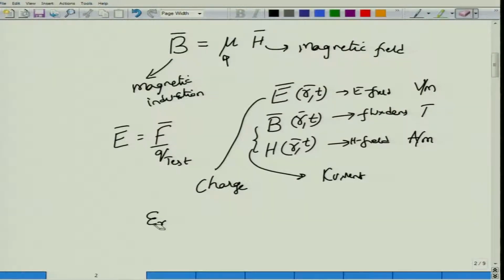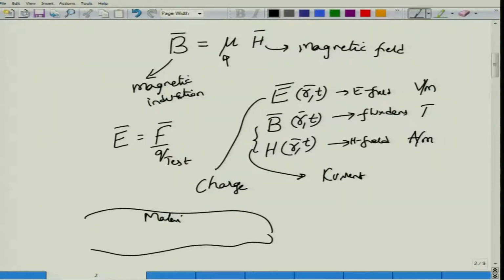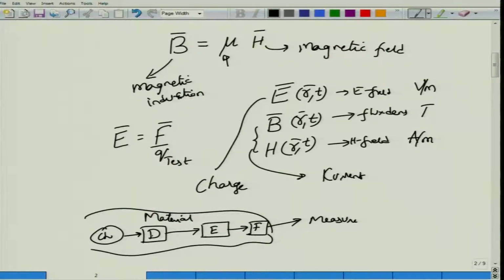in scenarios where things are complicated, what we say is that we don't exactly obtain E. What we say is that in a material, just as B and H were related by a certain quantity, charges produce not E but produce a D. D is further related to E in a material. E applies a force on the test charge, and this force is what you are able to measure. And this vector field D, all these are vector field quantities, is called the electric flux density.